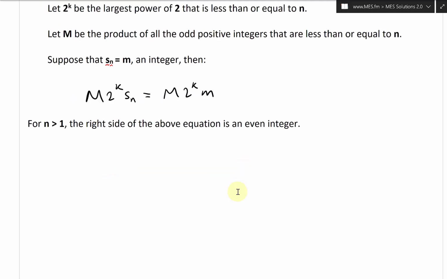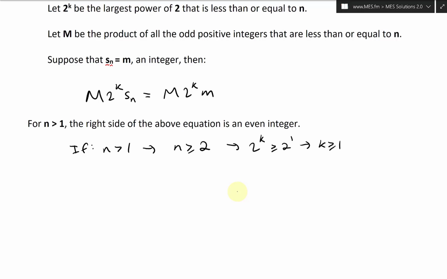We can see this because if n is greater than 1, then n is greater than or equal to 2. So 2 is the smallest it can be. Then 2 to the k is the largest power of 2 less than or equal to n. If n is 2, then this is greater than or equal to 2 to the 1. In other words, k is greater than or equal to 1.